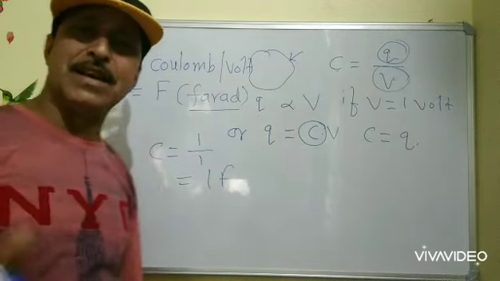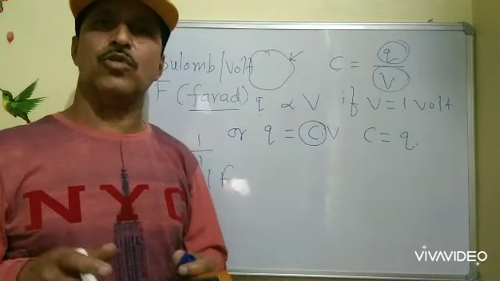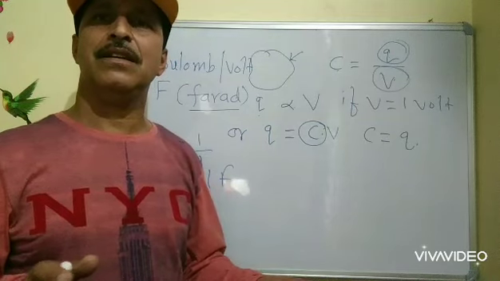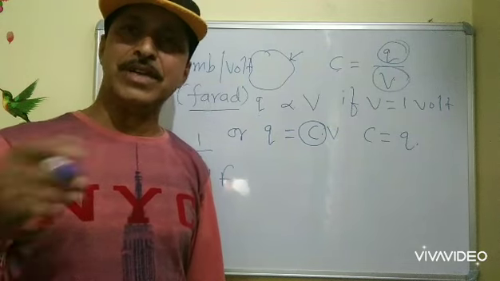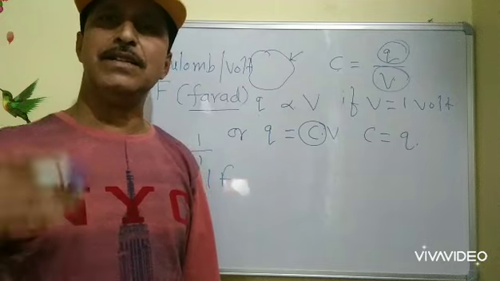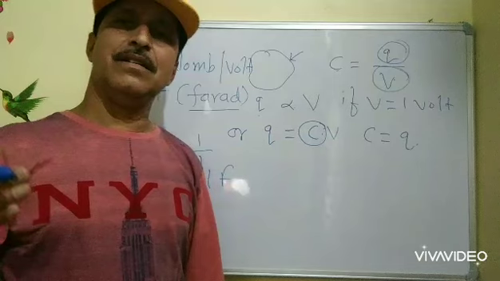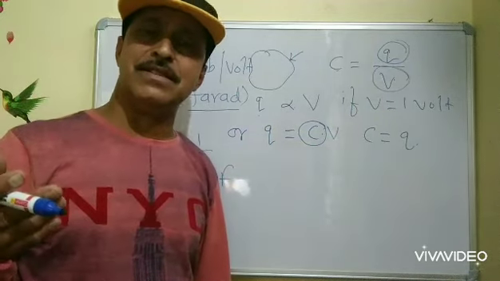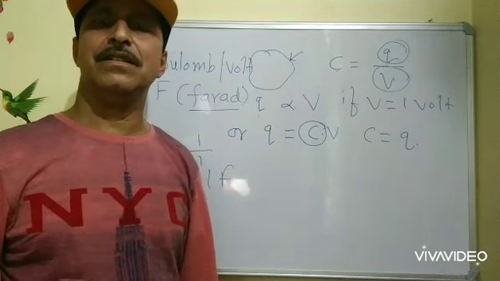So 1 farad is the capacitance of a conductor which can store a charge of 1 coulomb if its potential is 1 volt. Or it can also be defined as the amount of charge required to increase the potential of the conductor by 1 volt. This amount of charge that will be required to increase its potential will depend upon the shape and size of the given conductor.